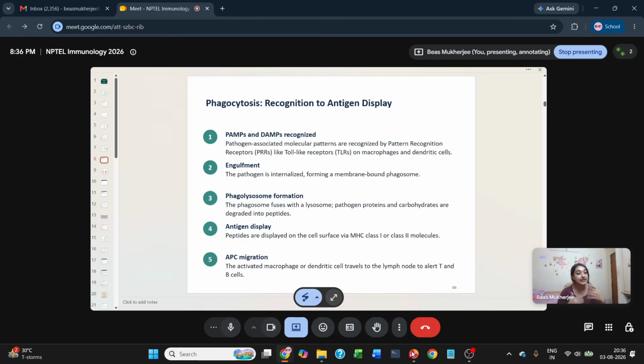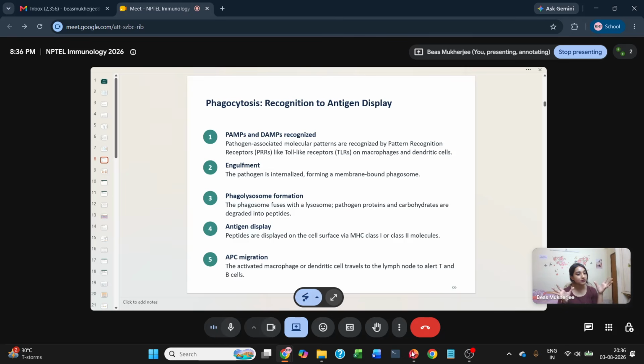DAMP is the signal that is given by a dying cell. So let's say there is a virus infected cell or there is a tumor cell, and on its surface a lot of proteins will be expressed, and these pattern recognition receptors will identify those DAMPs and they will understand that these are actually something that needs to be killed, something that needs to be phagocytosed. Okay, so the next step is engulfment or phagocytosis.